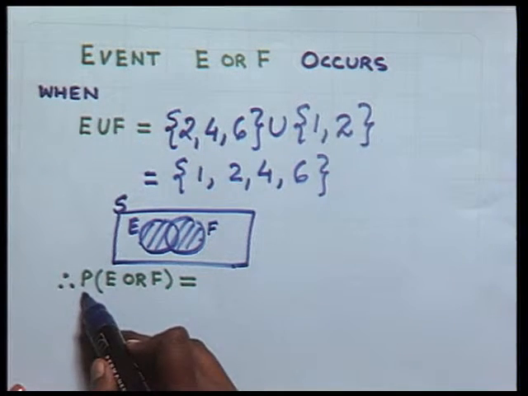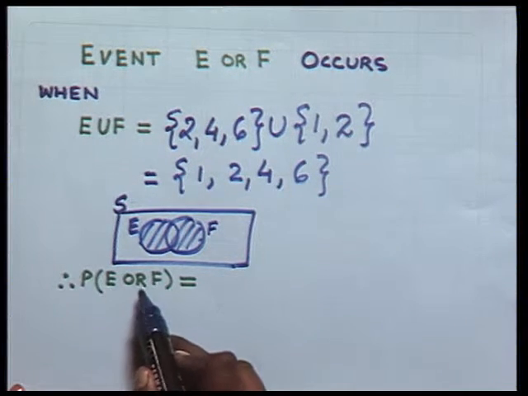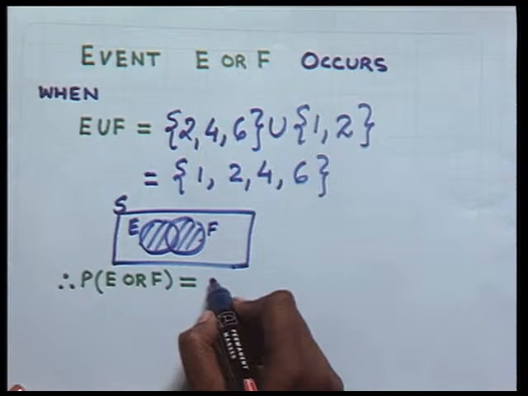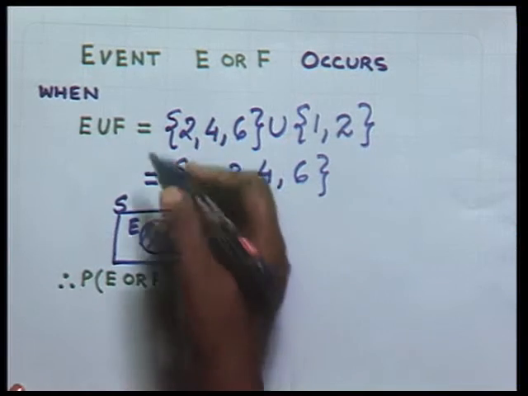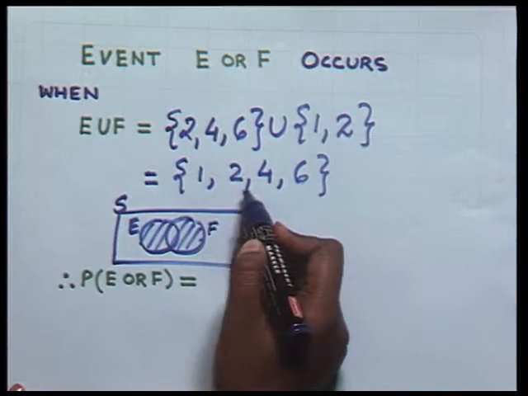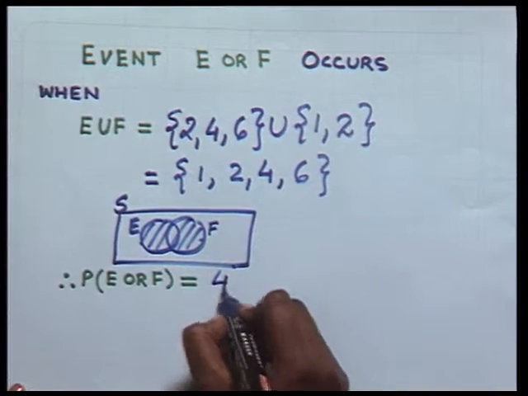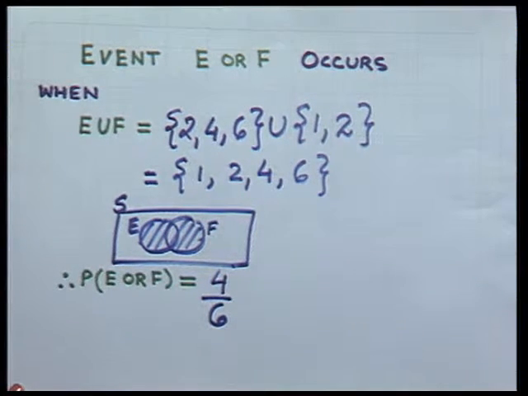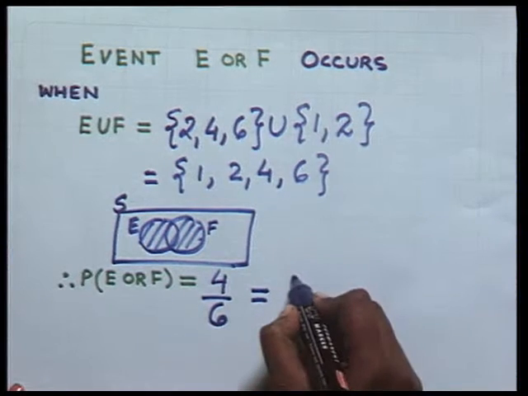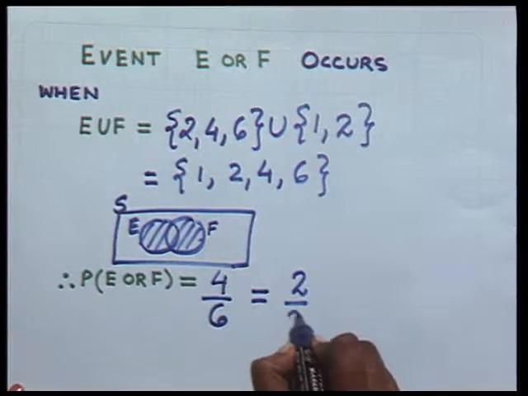Therefore, probability of the event E or F will be given by the number of favorable outcomes for this event E or F, which is given by the set E union F. It has 4 elements, so it is given by 4 upon the total number of outcomes in the sample space, which is equal to 6. So, this is equal to 2 upon 3.